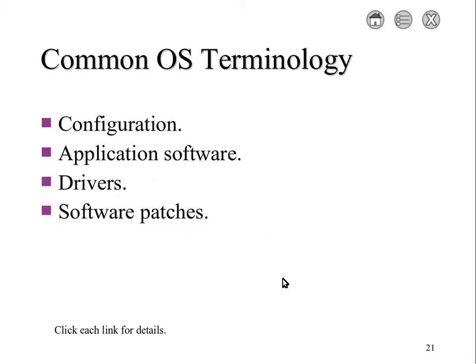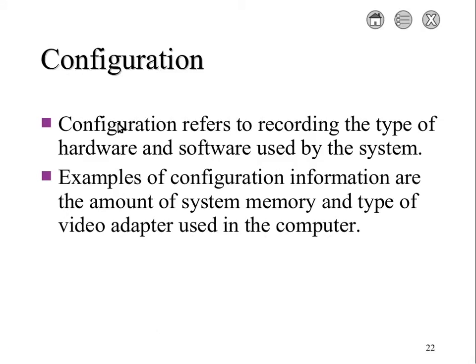Other things operating systems do for us. Operating systems are responsible for configuring the computer's hardware and applications that run on it. And so, for example, the operating system needs to know about the different resources the computer has available to it, like the system memory, the kind of video adapter and its capabilities, things that you can set. So these configurations are like settings.